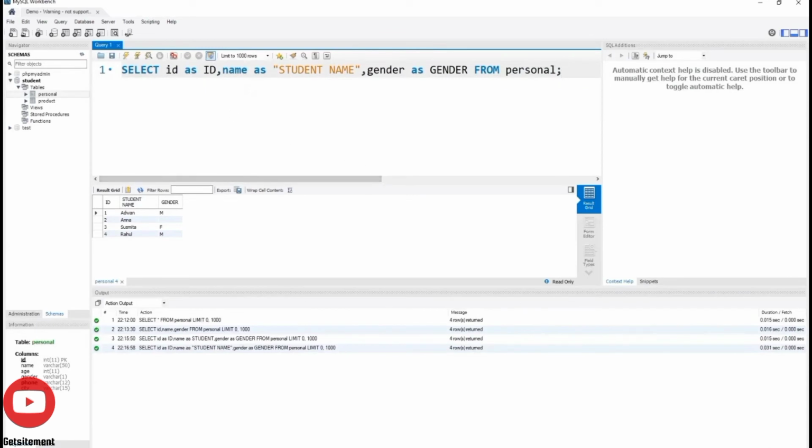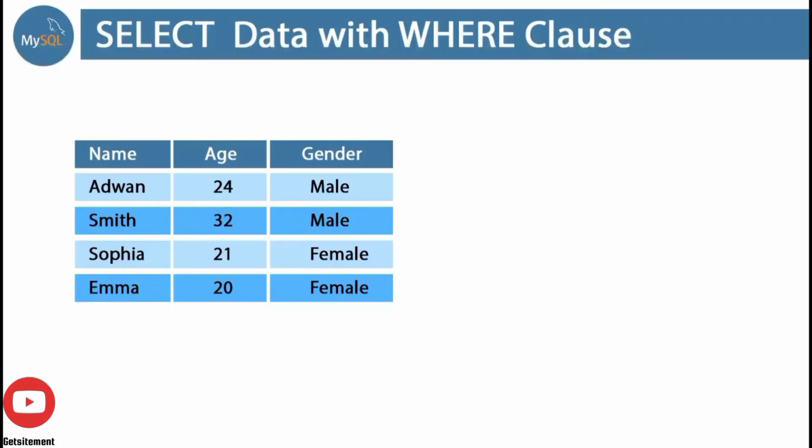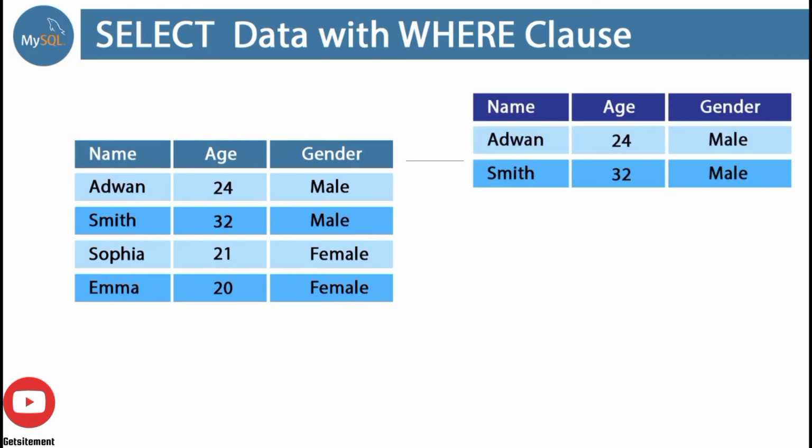After this, let's see how we can retrieve conditional based data from our table. When we try to retrieve conditional based data, then we need to use WHERE clause. You can see a table on your screen. From this table, I want to retrieve some conditional based data. I want to show all the male students from our table. As a result, it returned this kind of table. You can see we have only 2 male students in our table.